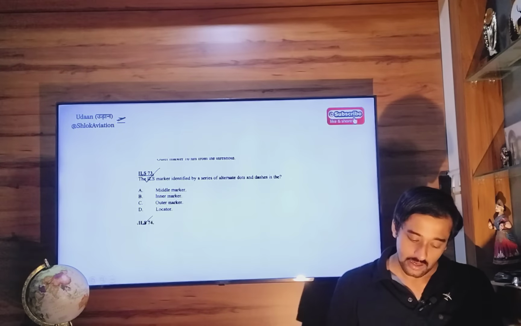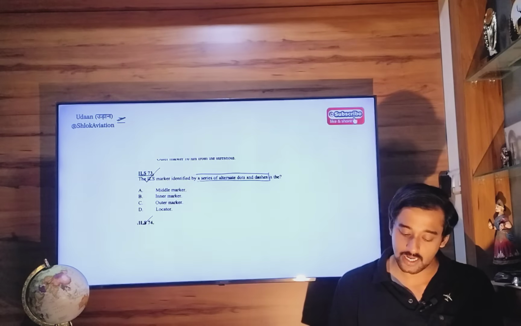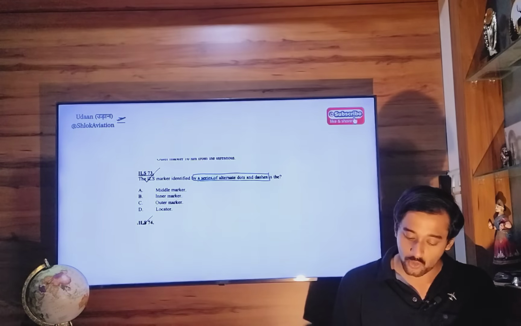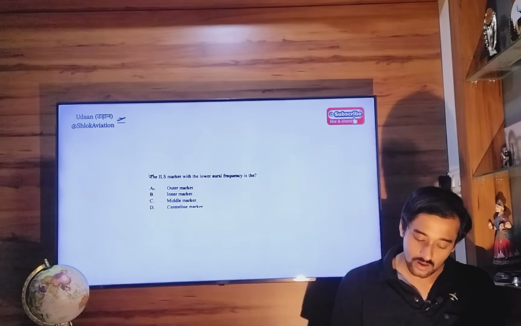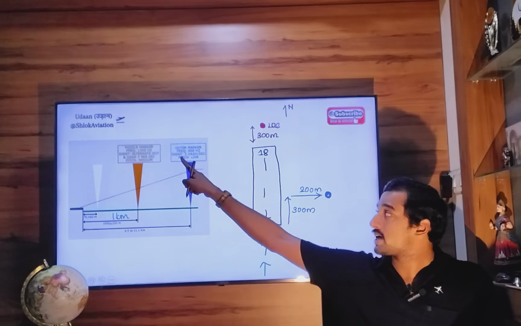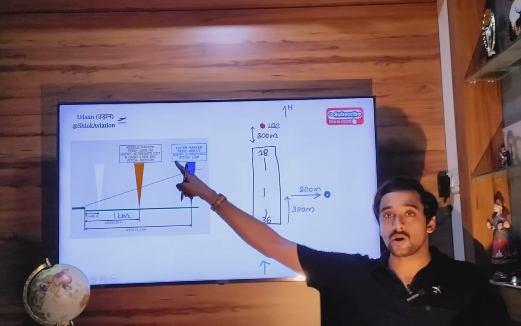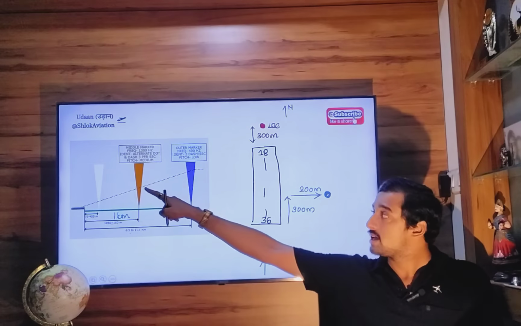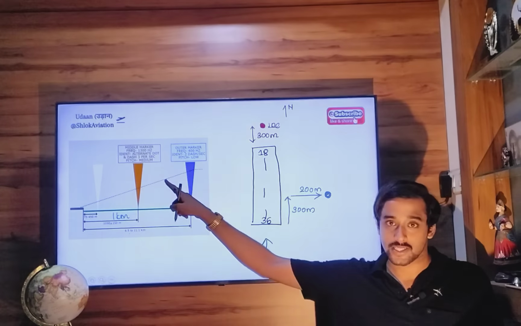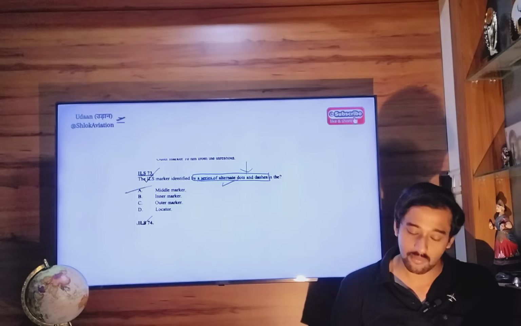Next. The ILS marker identified by a series of alternate dots and dashes is what? Alternate dots and dashes. So the outer marker is identified by 2 dashes per second. The middle marker, alternate dots and dashes, 3 per second. The inner marker, 6 dots per second. So alternate dots and dashes belong to the middle marker.